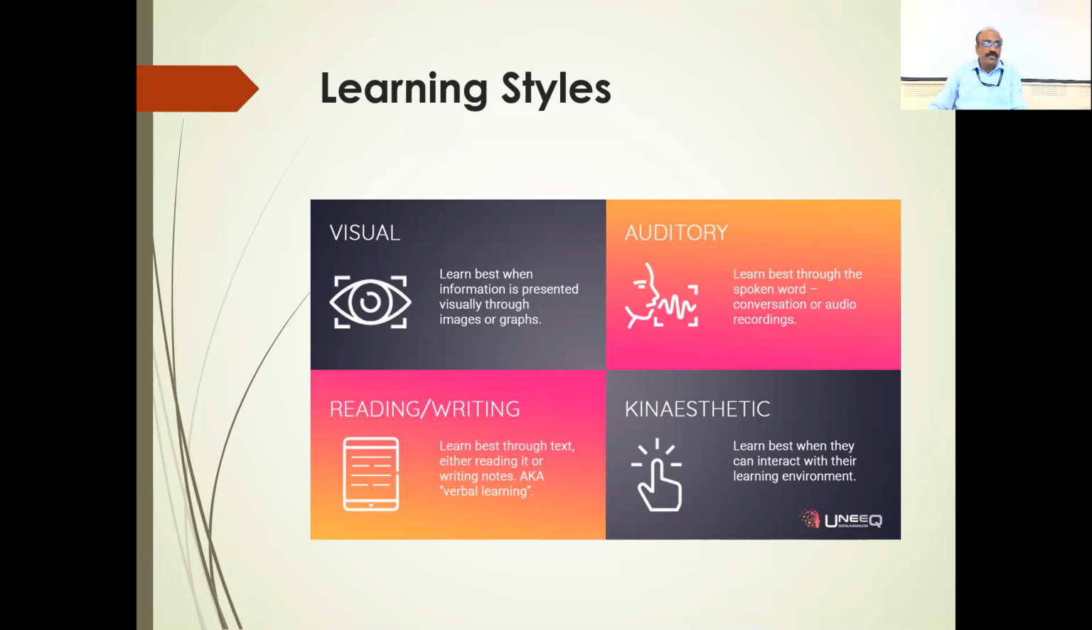We all have the capability to learn using all the four learning styles, but we usually have some learning style as a predominant one, or sometimes more than one. So bimodal learners use two learning styles, and multimodal learners can learn effectively using more than two learning styles.